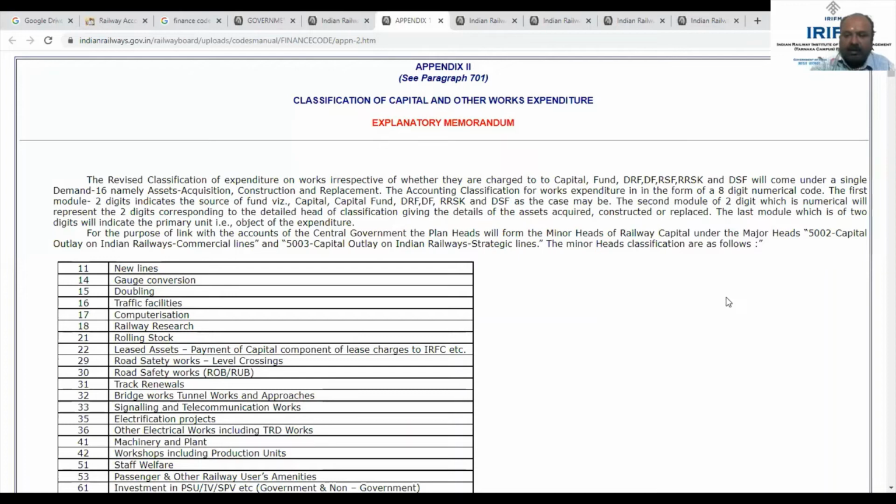Here I already told you, this is the major head 5002, capital outlay on Indian Railways commercial lines, and 5003, capital outlay on Indian Railways strategic lines. So this is the major head. Here there is no sub major head. And the next, the minor heads, are nothing but all the plan heads.